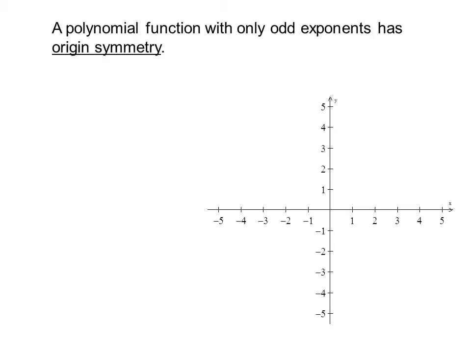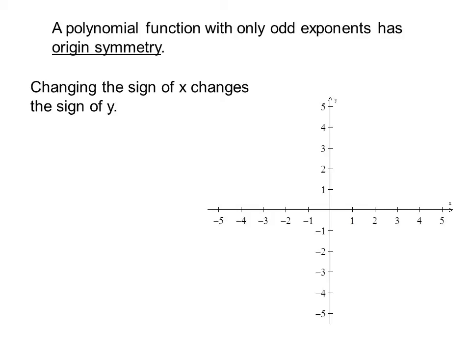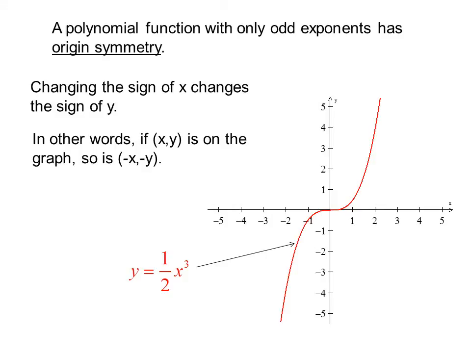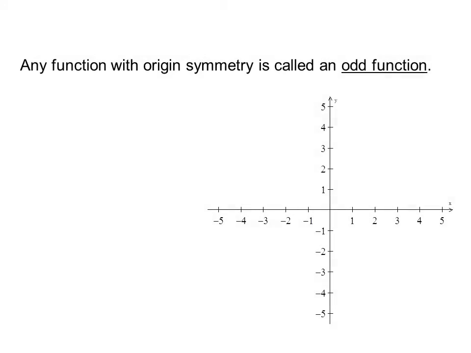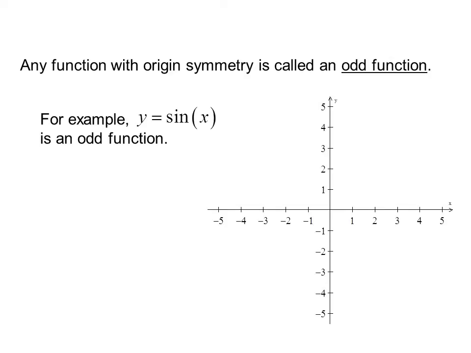A polynomial function with only odd exponents has origin symmetry. Changing the sign of x changes the sign of y. For example, y equals 1/2 x cubed. In other words, if (x, y) is on the graph, so is (negative x, negative y). Here, (2, 4) is on the graph, and so is (negative 2, negative 4). Any function with origin symmetry is called an odd function. For example, y equals sine x is an odd function.